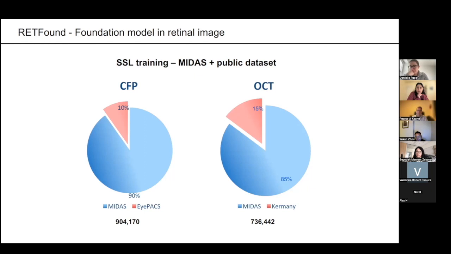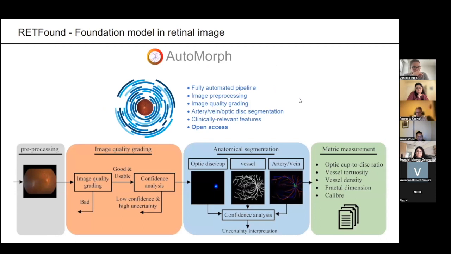So by incorporating the public datasets, we can include some populations elsewhere, and also lots of diverse imaging devices, which is normally helpful for the models to learn diverse representations. And to pre-process the images and do quality assessment or quality control, we use AutoMorph. Pearse has also mentioned this software, which we developed in 2022 and made open access.